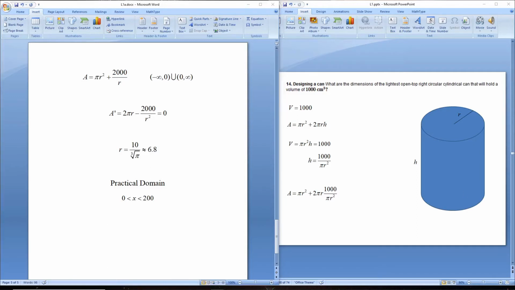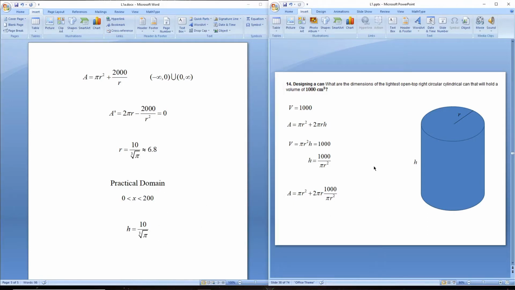So once we have R, then we can take R and plug it into h. So h is 1,000 over pi r squared. And if we do that, it turns out h is the exact same. So if you want to build a right circular cylinder and you want to have it have 1,000 cubic centimeters of volume and you want to make it as light as possible, then the radius and the height should be the same. And that'll get your can of least material.